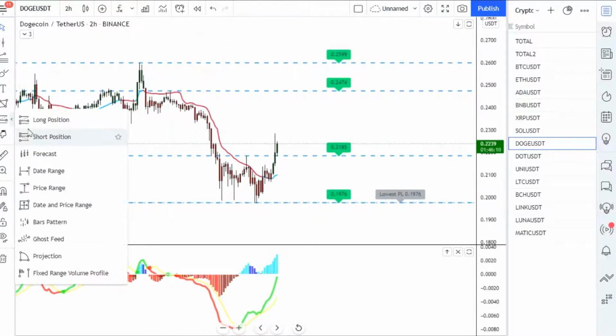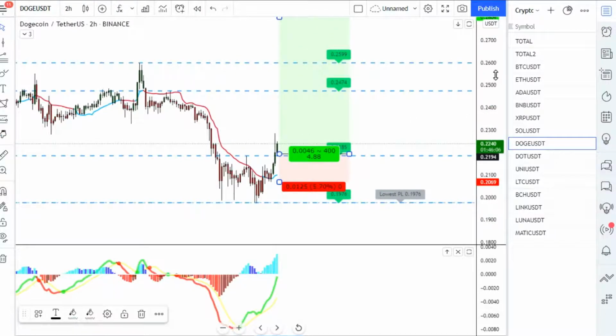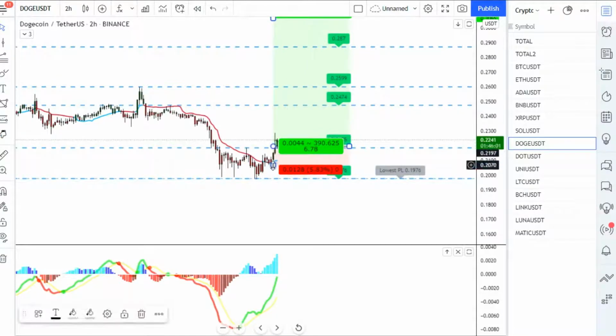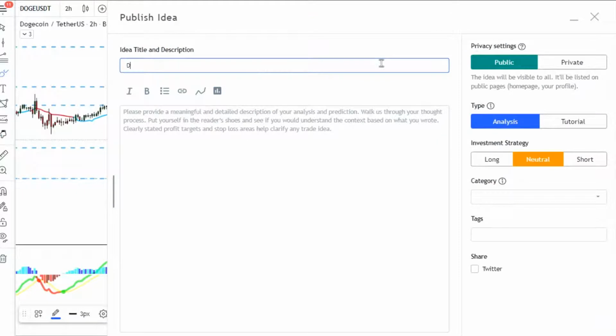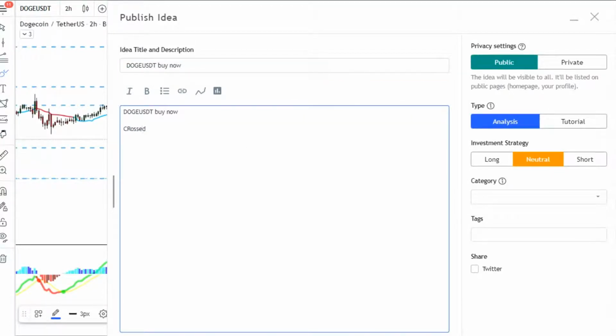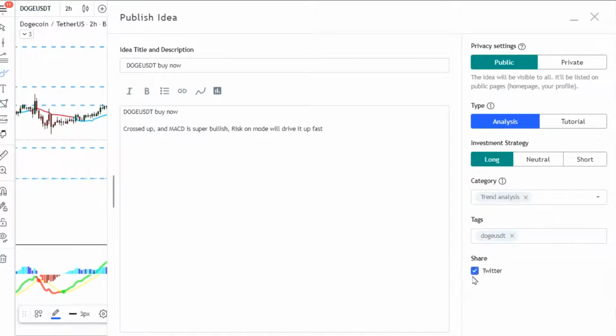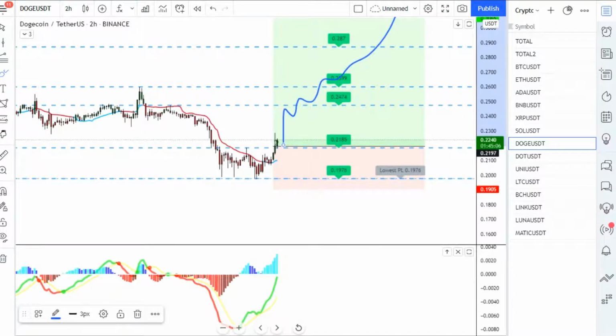Dogecoin, I think, also is great. So we're going to put a buy signal here. Hey guys, so Dogecoin also right here is a good buy.